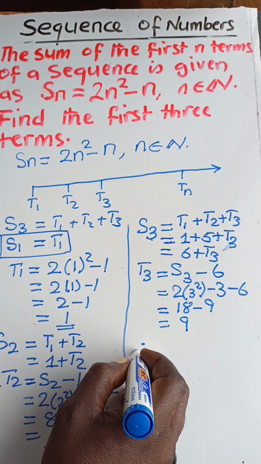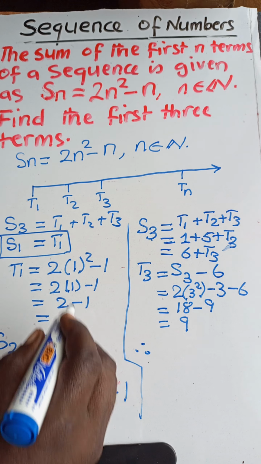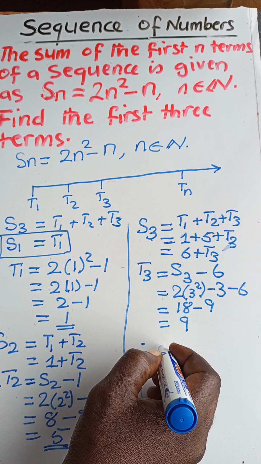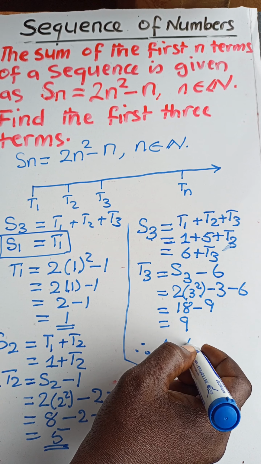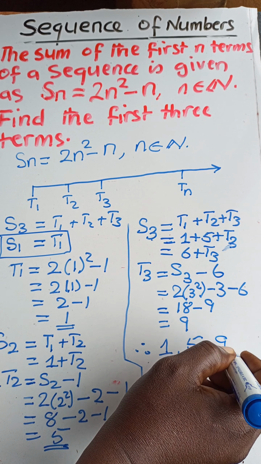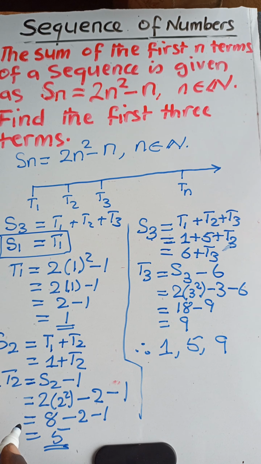Therefore, the first three terms of that sequence will be 1, 5, 9. The first three terms will be 1, 5, 9.